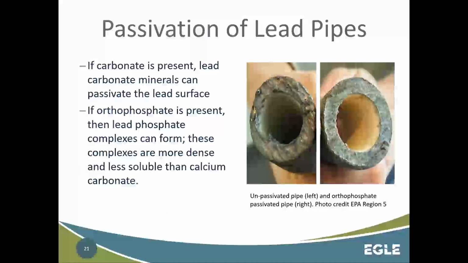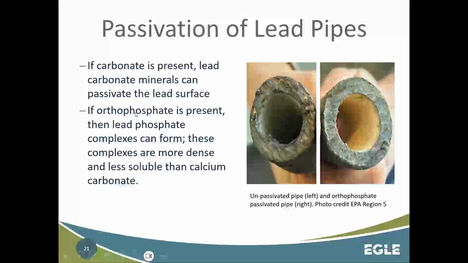So what are we talking about here? If carbonate is present, lead carbonate minerals can passivate the lead surface. On the left here, I think is a good concept of this. You can see some scale, maybe a little bit lighter, so you probably have some calcium in the water. You're forming some compounds with the lead, but you can still see those gray specks in there. It's not all that well passivated.